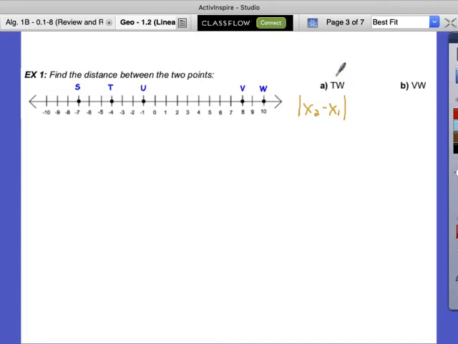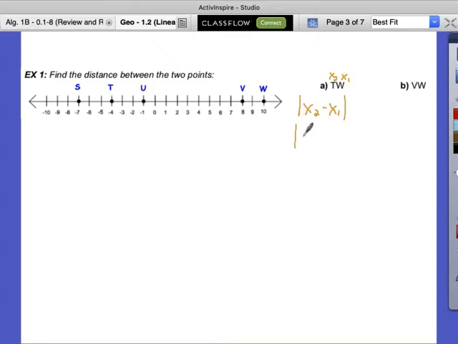So which one would be which? T x1 or x2? X2. X2? So Kenny wants to call T x2 and W x1, okay? So if T is x2, that means x2 is negative 4, because it's at negative 4 on our number line. Left to right is our x.